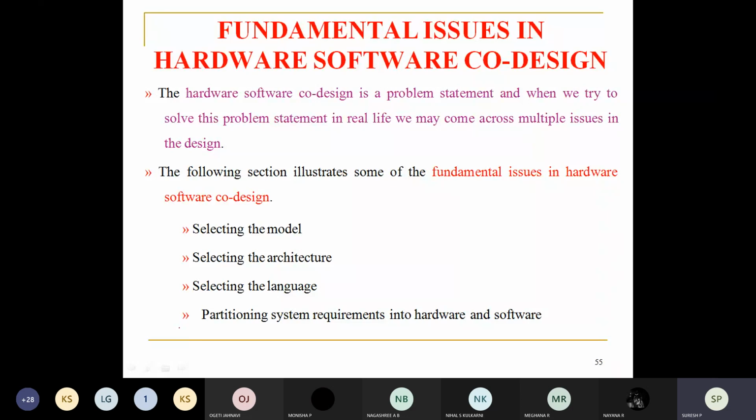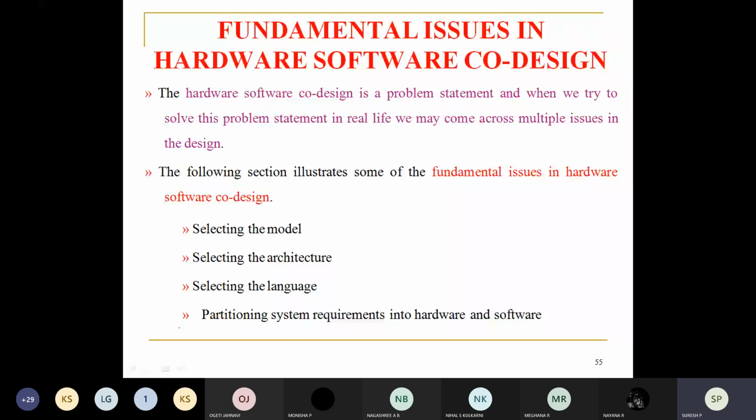So when you are dealing with hardware software co-design, what is this? Hardware software co-design is nothing but a problem statement, where we try the problem statement in real life: which different issues we come across when designing a hardware embedded system. When you talk about the embedded system, we are talking about both hardware as well as software. Next comes the question, what are the fundamental issues you are going to face in hardware software co-design?